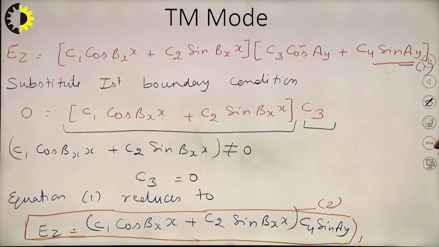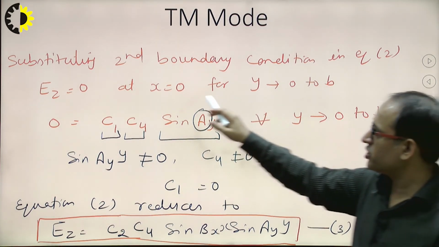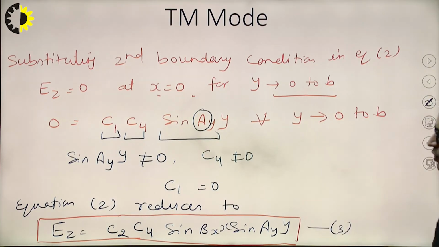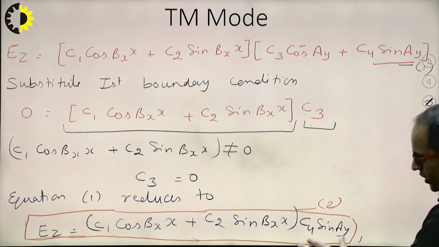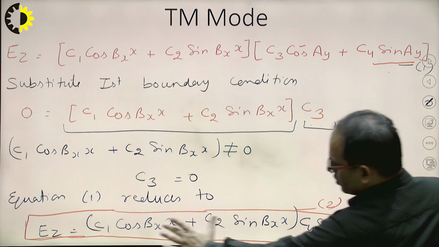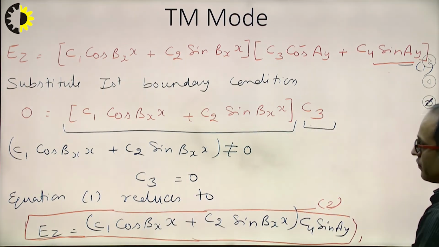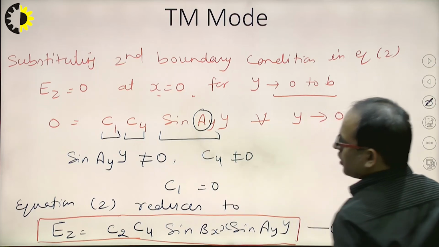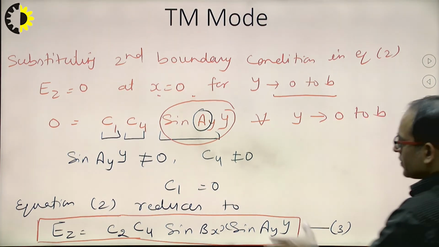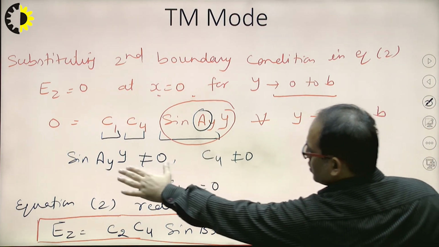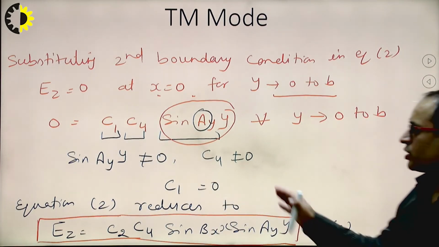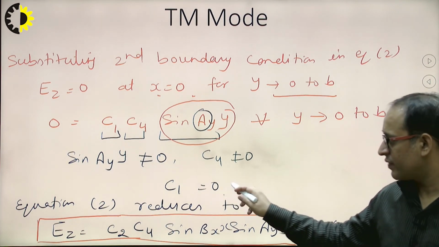Now put the second boundary condition: Ez equal to 0 at x equal to 0 for y varying from 0 to b. So this term will be 0, c1 cos bx into c4 sin ay. Clear? Now see, this term can never be 0. So I can say that c4 is not equal to 0. Therefore I can say that c1 equal to 0.